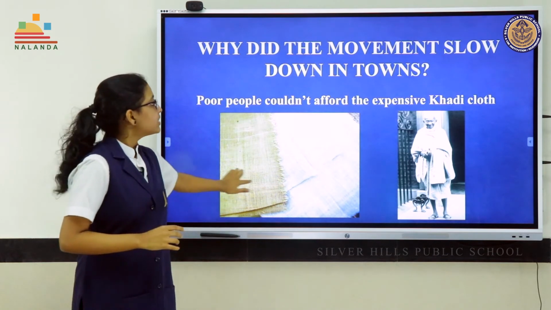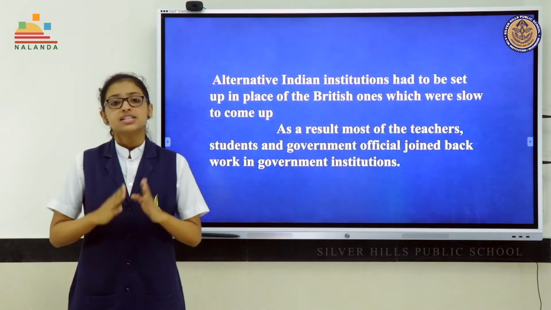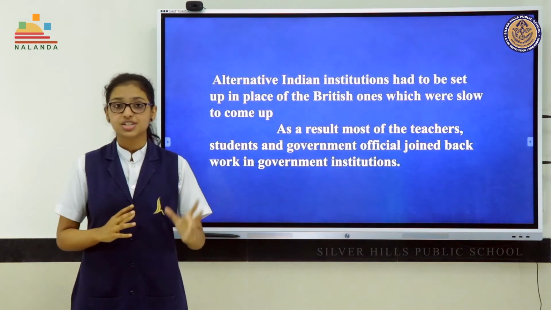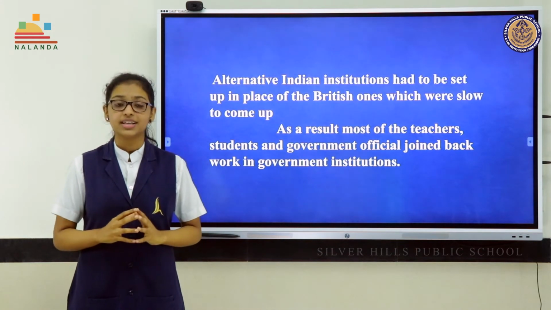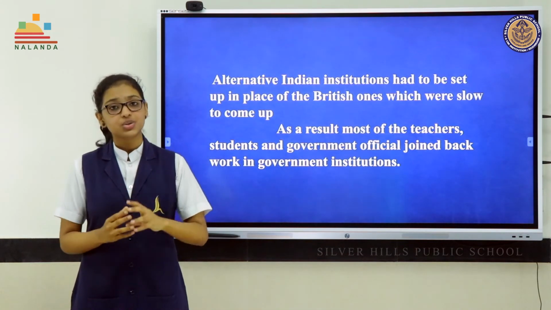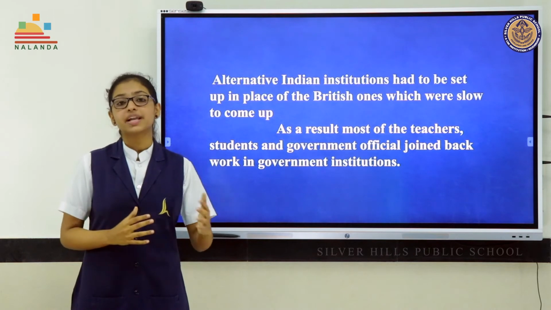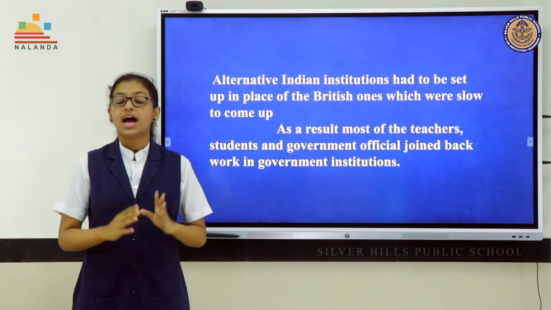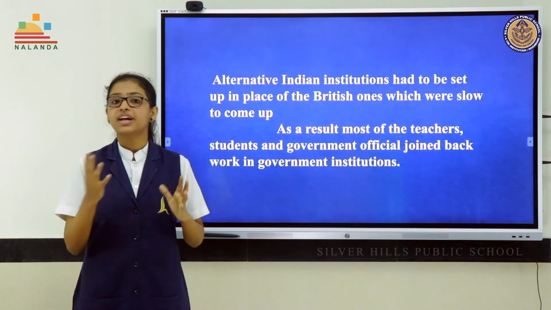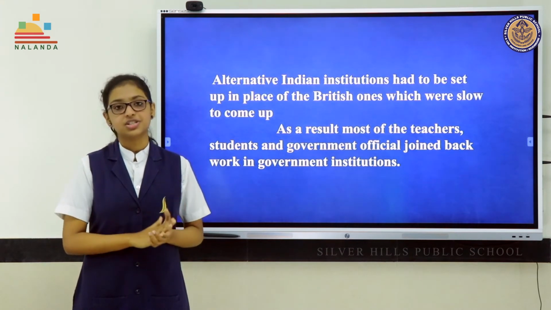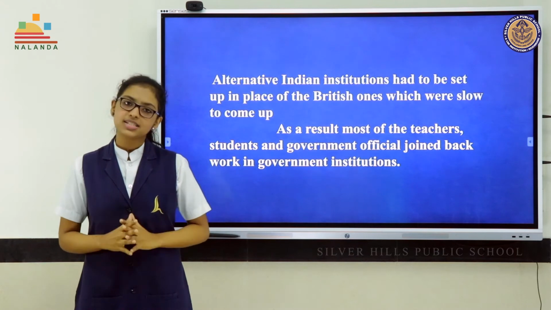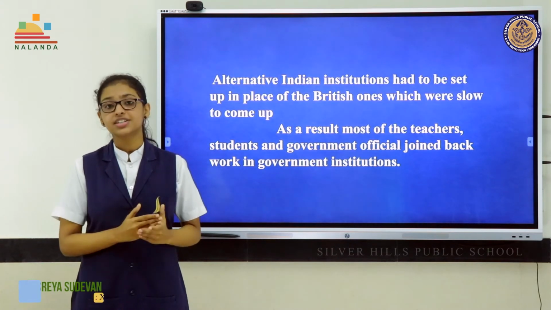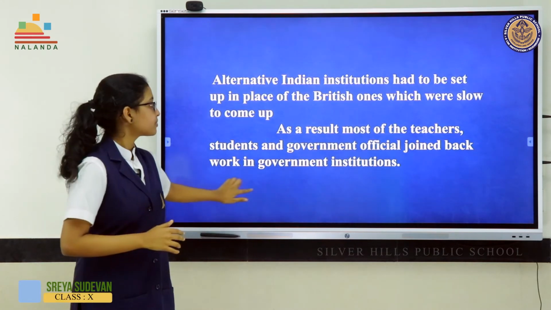The second reason was that since all the government and British institutions had now been boycotted, alternate Indian institutions had to be set up in place of the British ones, and these were very slow to come up, and as a result people went back to the government or British institutions. Let us now see how the people in the countryside accepted the movement.